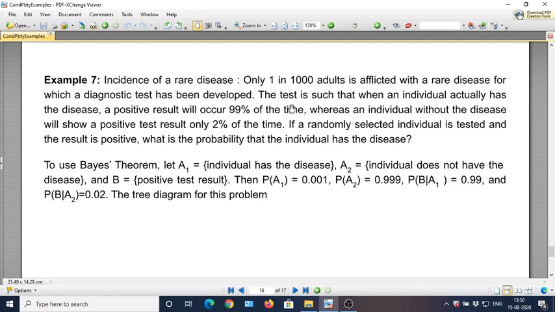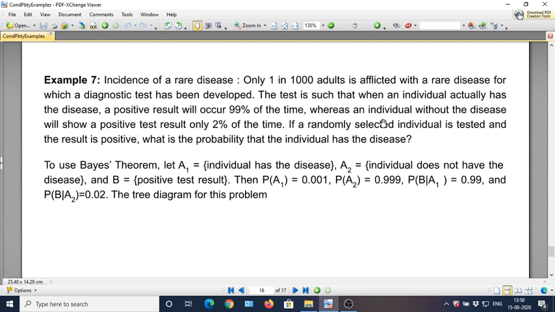In order to test a person, we conduct a test, but the test is not 100% sure. So if an individual actually has the disease, a positive result will occur 99% of the time. That is, 1% of persons having the disease will go undetected. Whereas for an individual without the disease, the test will wrongly show a positive result 2% of the time.